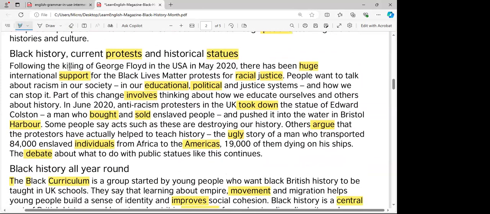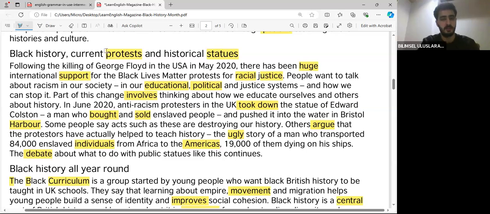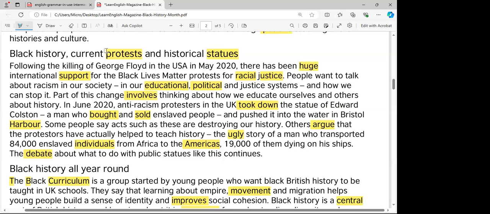Ms. Rawan? I'm here. Black history, current protests, and historical statues. Following the killing of George Floyd in the USA in May 2020, there has been huge international support for the Black Lives Matter protest for racial justice. People want to talk about racism in our society, in our educational, political, and justice systems, and how we can stop it. Part of this change involves thinking about how we educate ourselves and others about history. In June 2020, anti-racism protesters in the UK took down the statue of Edward Colston, a man who bought and sold enslaved people, and pushed it into the water in Bristol Harbour.